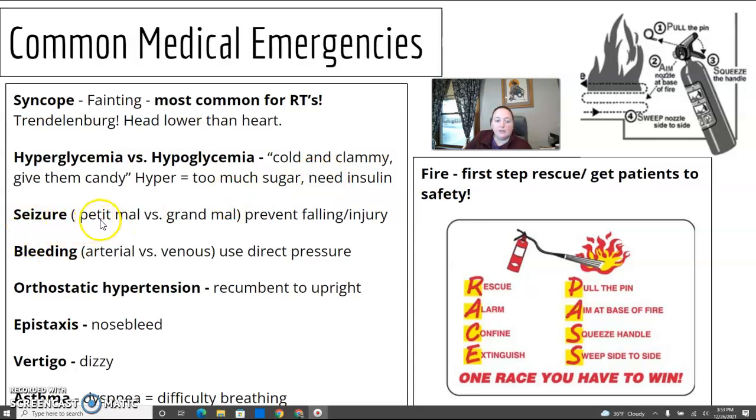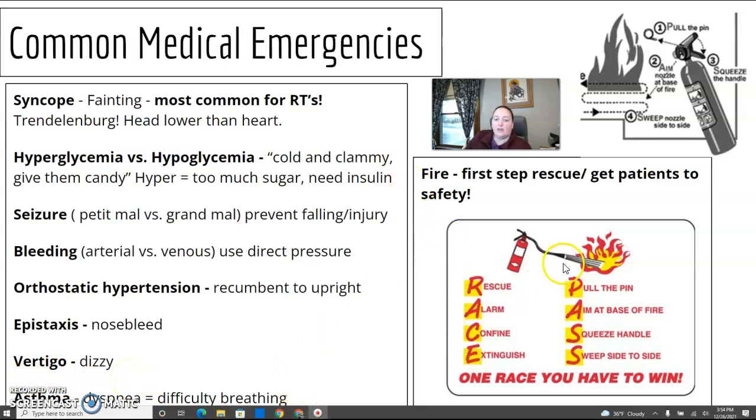Seizure, it could be small or large, but just try to prevent falling, prevent the patient from injuring themselves. Bleeding, it could be arterial or venous, but use direct pressure. Orthostatic hypotension happens from the patient going from recumbent to upright. Epistaxis is the nosebleed. Vertigo is dizziness. Asthma, they might be having difficulty breathing.